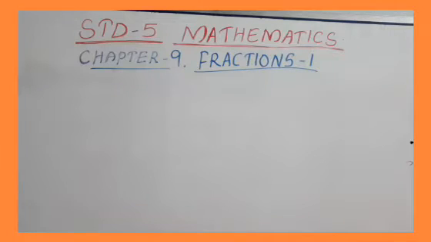In this chapter, we learned about equivalent fractions, isn't it? And in the last class, we learned how to check the equivalent fractions. How can we check the equivalent fractions? Yes, by cross multiplication, isn't it? By cross multiplication, we can check the equivalent fractions. If the cross products are equal, then those fractions will be equivalent fractions.